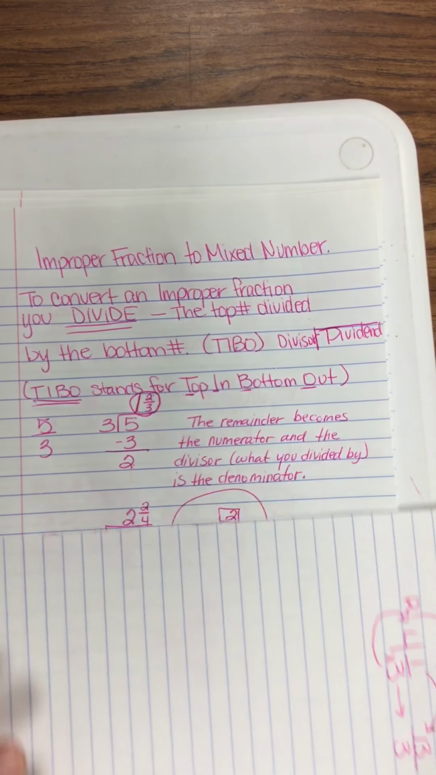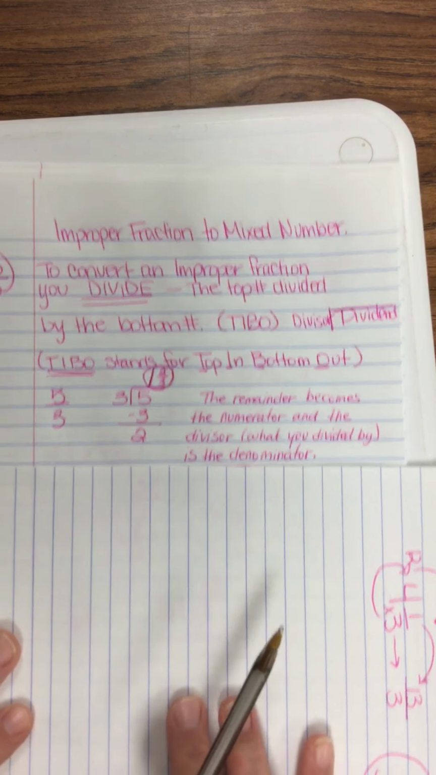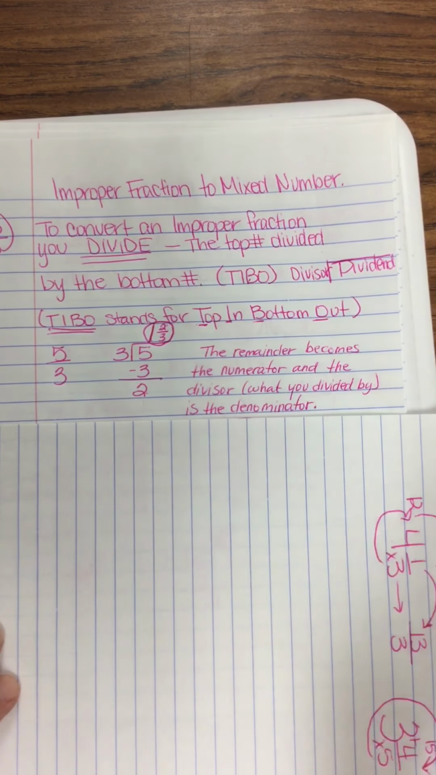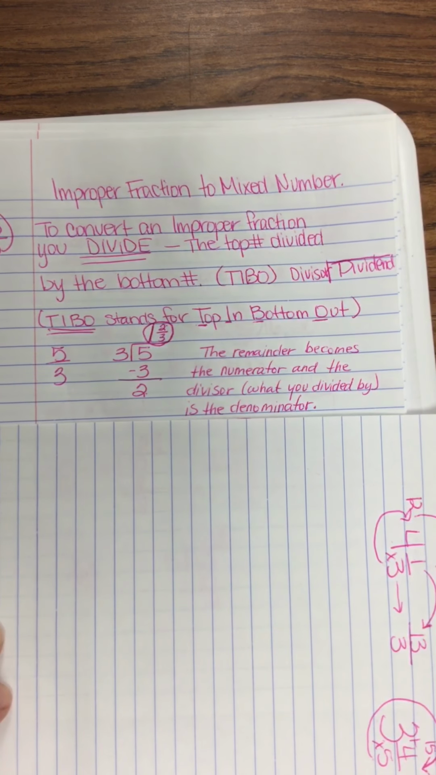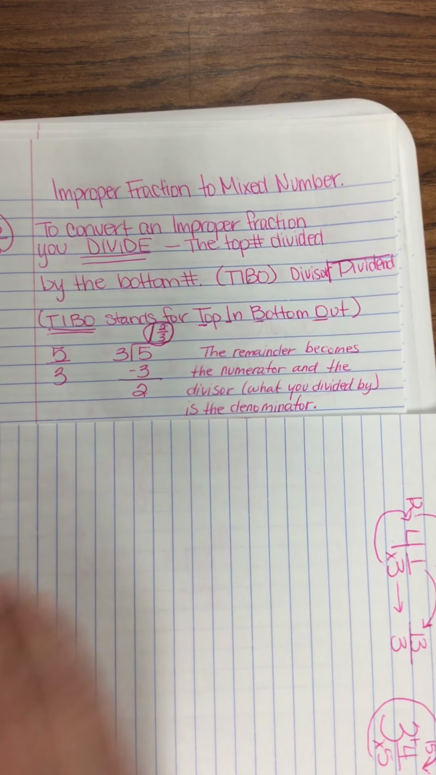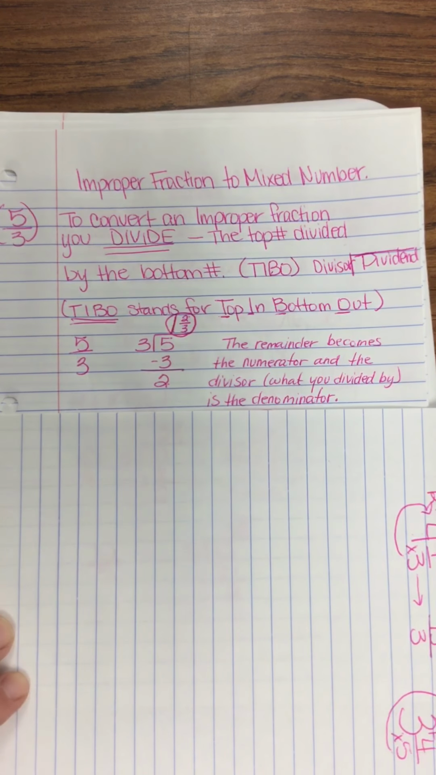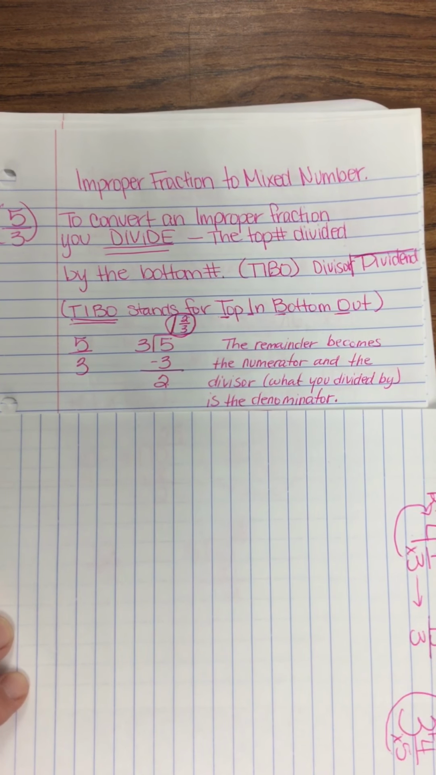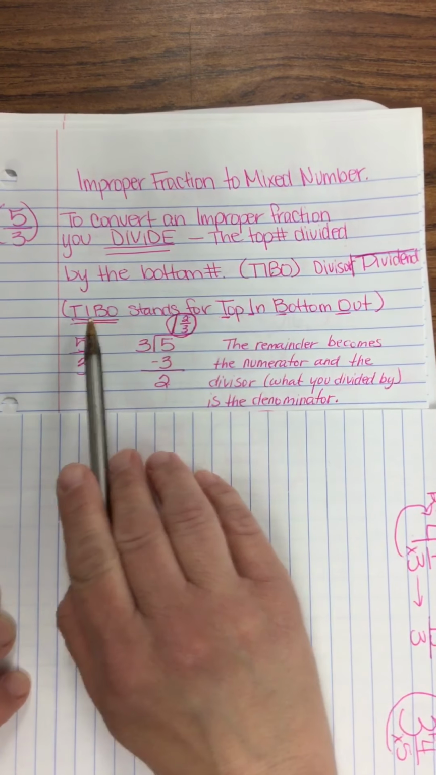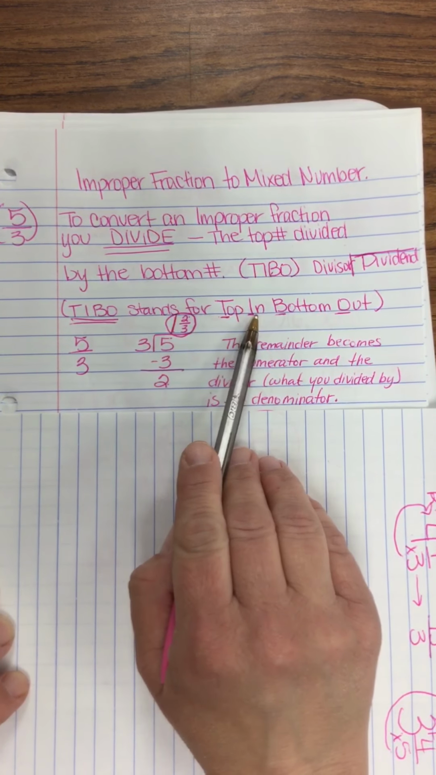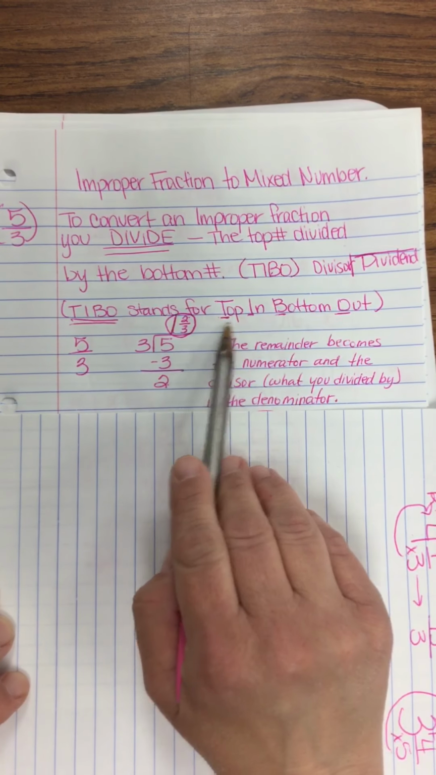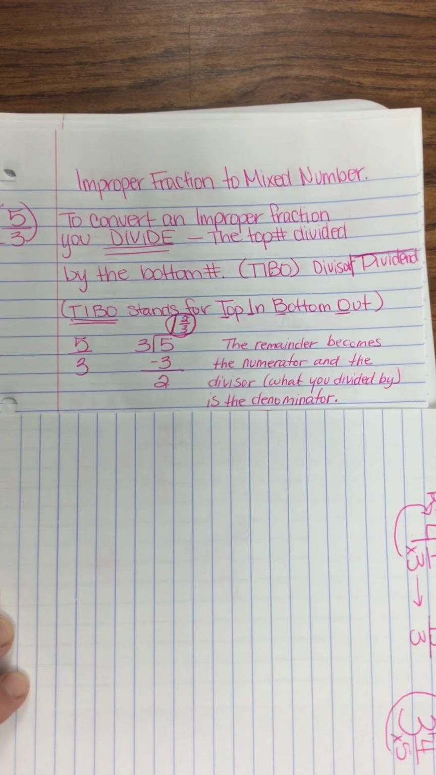Next, we're going to talk about improper fractions. Improper fractions to mixed numbers. To convert an improper fraction, you divide. Okay? And an improper fraction is a fraction that is bigger on top than it is on the bottom. So the numerator is larger than the denominator. To convert an improper fraction, you divide the top number by the bottom number. So that's where we get the TIBO. It stands for top in, bottom out. TIBO. Top in, bottom out.